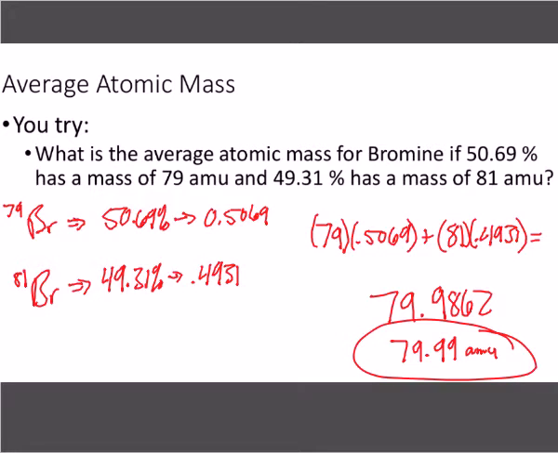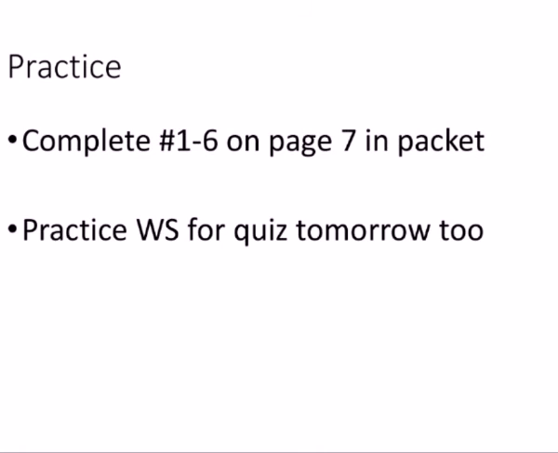What does your periodic table say for the atomic mass of bromine? 79.90. So are we close enough? Absolutely. Again, there's other isotopes in there that we're not doing in this problem, so that's why yours is going to be a little bit different. Questions? Easy? All right, what I want you guys to do right now is you're going to complete page 1 through 6 on page 7 in your packet.